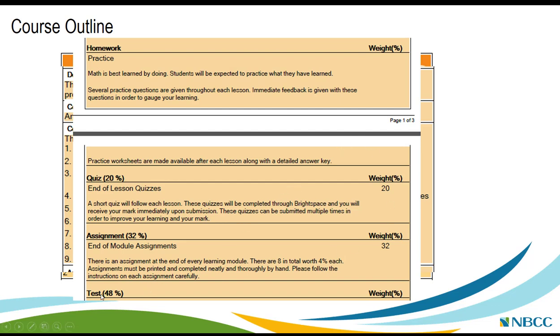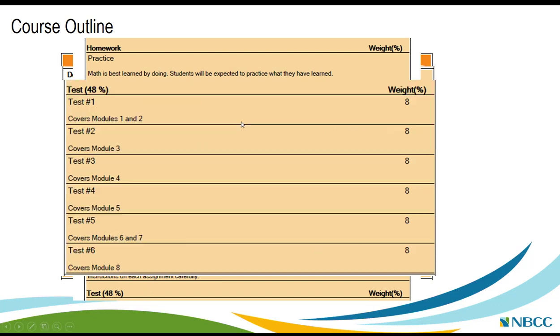And the last thing, tests. It's not one test worth 48%. It is in fact 6 tests. And as you can see, the first one includes modules 1 and 2. The rest of them include one module except for test number 5, which is on modules 6 and 7, which is merchandising. Each test is worth 8%. Tests will be half in Brightspace, half will be printed out and have to be completed and uploaded to Dropbox.